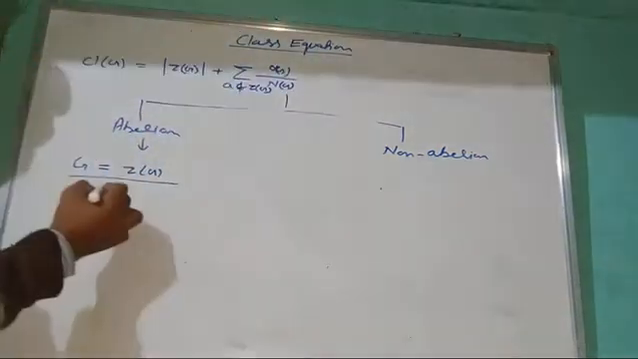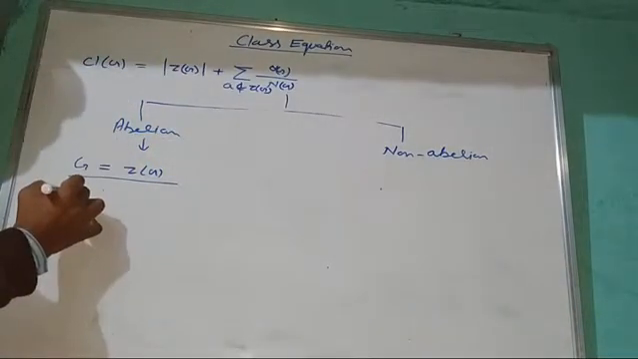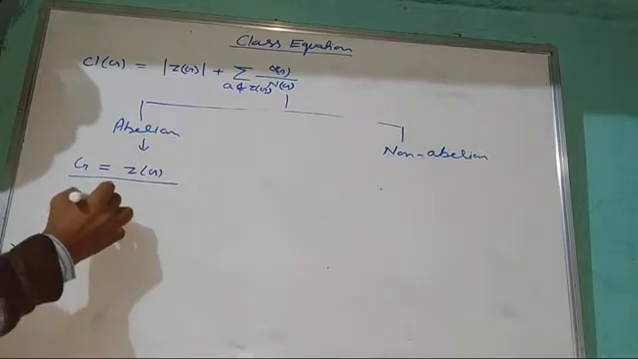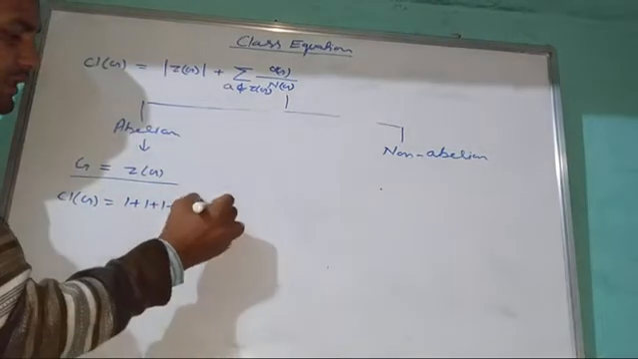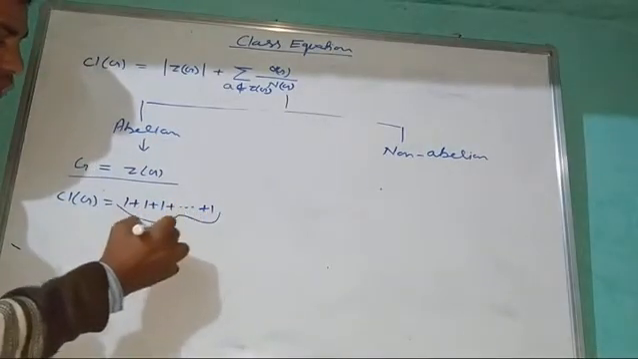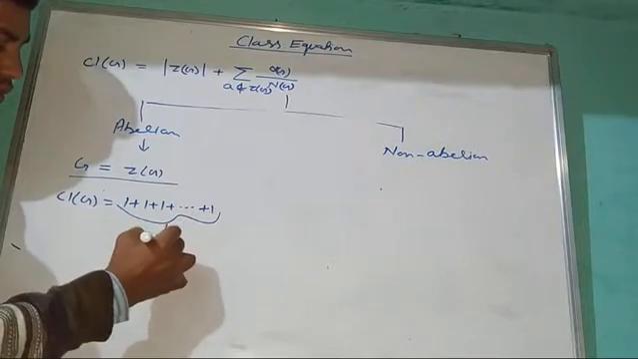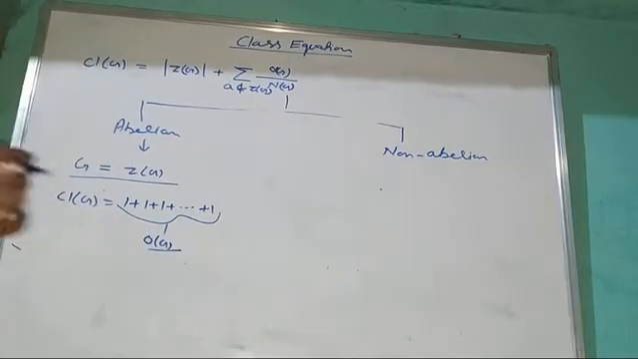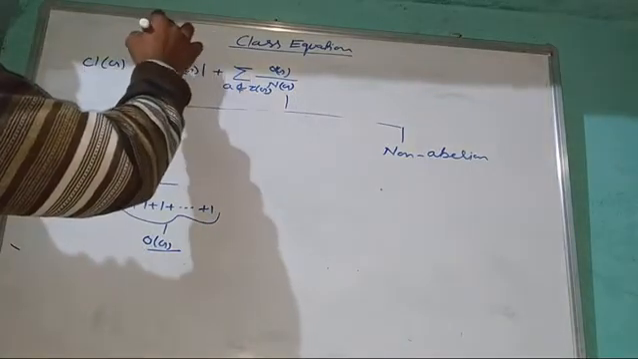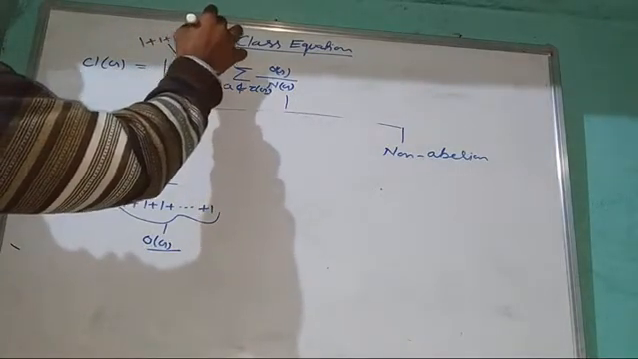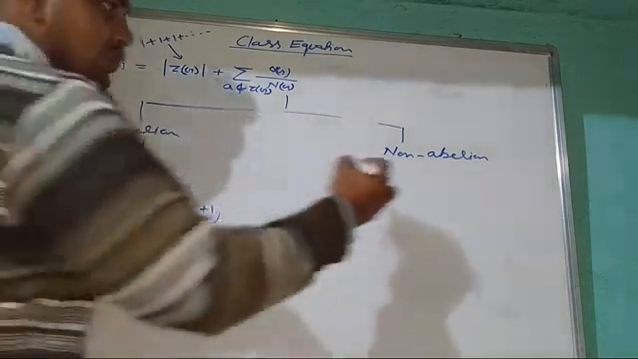If all the elements are involved in the center of the group, then the other part is negligible for such types of groups, and we can write the class equation of an abelian group as 1 plus 1 plus 1 plus 1, and the number of ones in this group is equal to the order of the group. Order means the number of elements in the group. Always this divides in the form of 1 plus 1 plus 1 plus and so on.